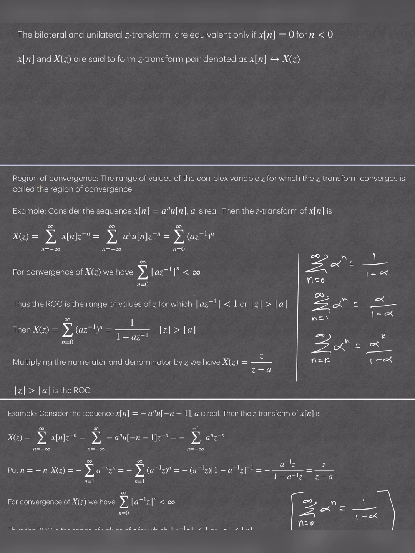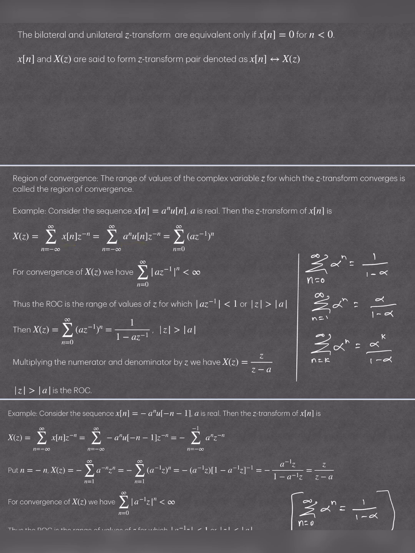So again, when we want to speak about that more, let us consider this example. Consider the sequence x of n equal to a power n into u of n, where a is a real number. Then the z transform of x of n is given by X of z equal to summation n equal to minus infinity to plus infinity x of n into z power minus n. Now we are going to substitute x of n as a power n into u of n.